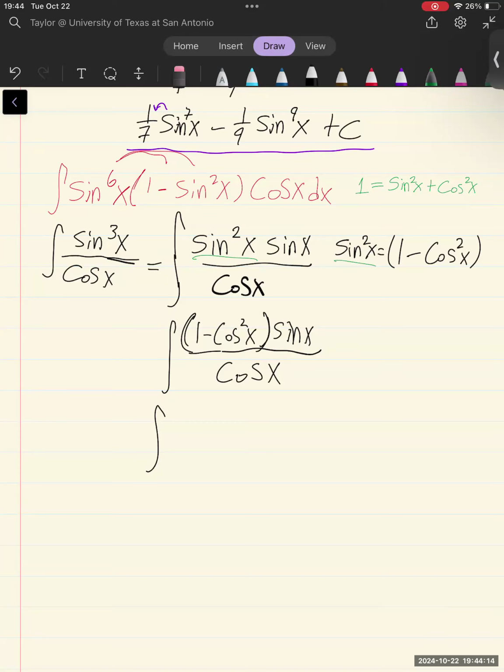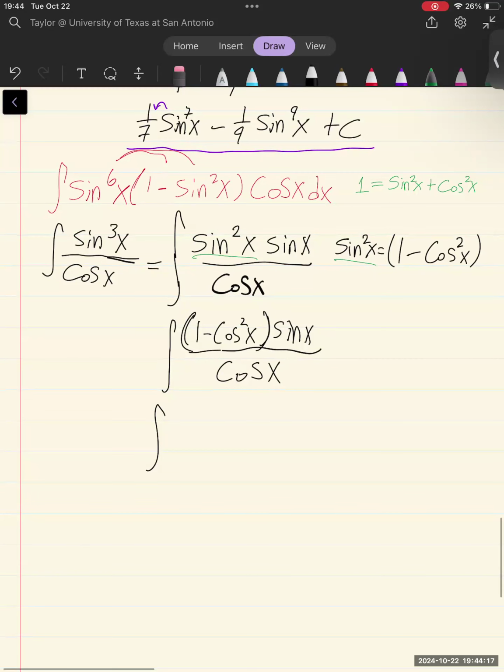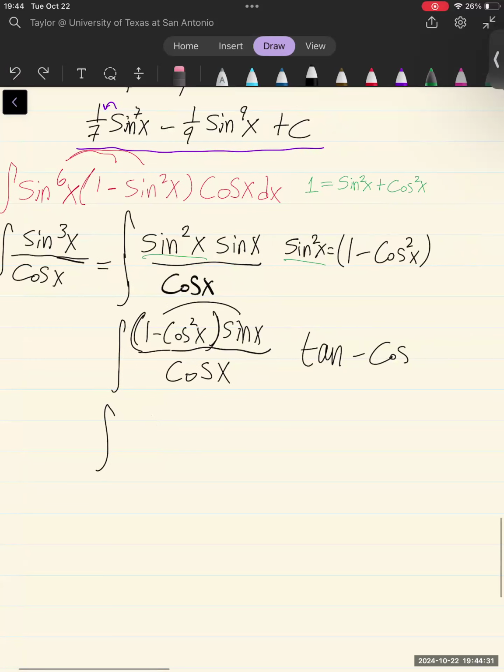Hold on, Gabby, I'll get to your point in a second. So technically you would have tan minus cosine, right? If I distribute the sine in, I have sine over cosine, and then, oh, I'm sorry, cosine sine, right? And this is also not pretty. Using the Pythagorean identity.